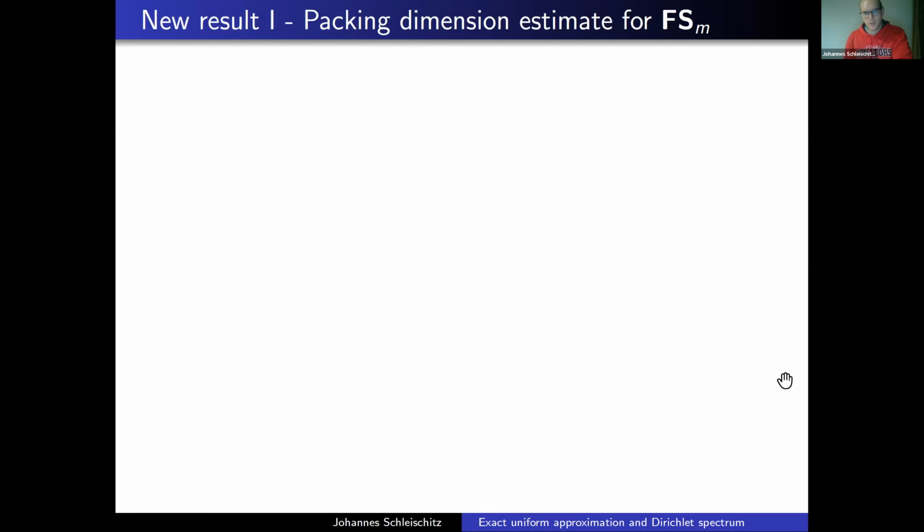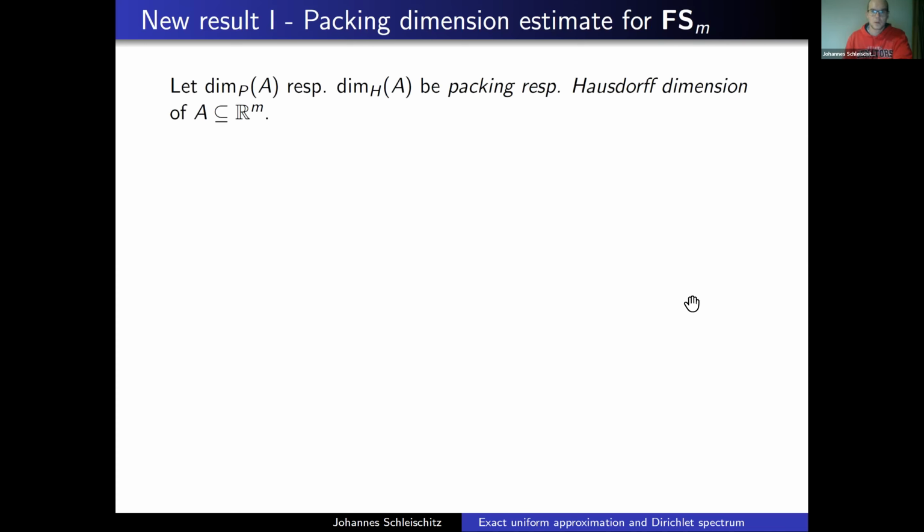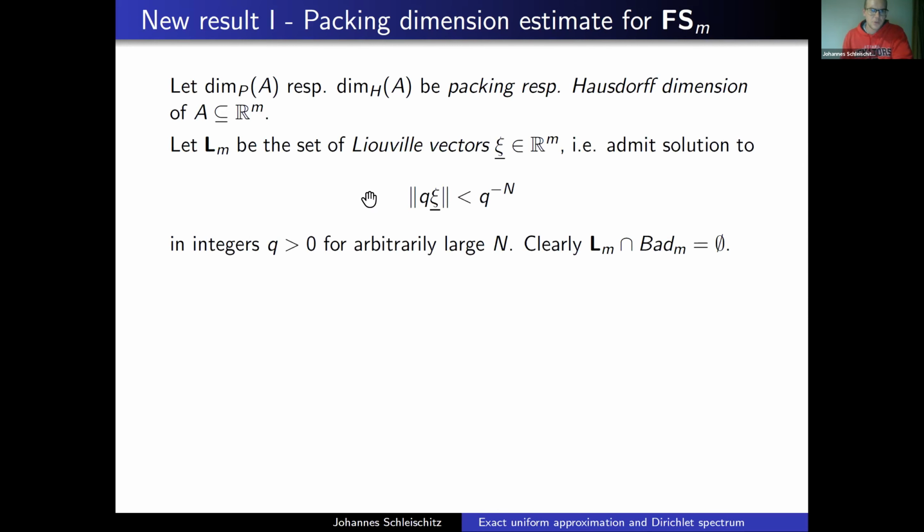Okay, now I come finally to the new results. I denote, as usual, dim_P and dim_H, Hausdorff and packing dimension. I will not record the definitions. You can think just of some dimension which is not necessarily an integer. I will also use this set L_m for the Liouville vectors, which are arbitrarily well approximable with respect to ordinary approximation. You see the definition here.